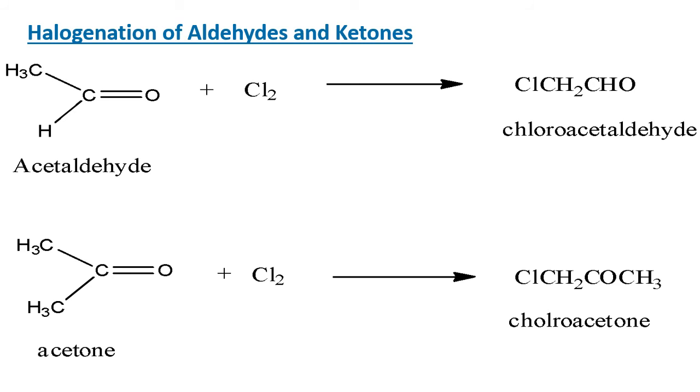Now the next reaction, halogenation of aldehydes and ketones. As we carried out in the case of methane, we are replacing H by halogen. In the same way here also, the hydrogen attached to the methyl in this area can easily be removed by chlorine, and these are called halogenation reactions of aldehydes and ketones. Examples with aldehyde and ketone are given here.